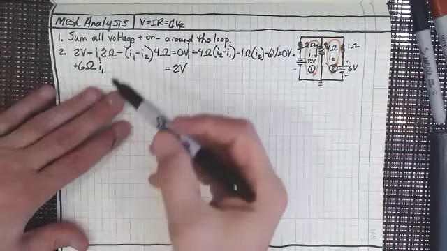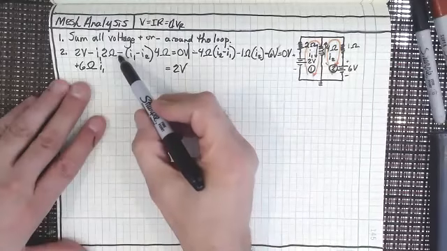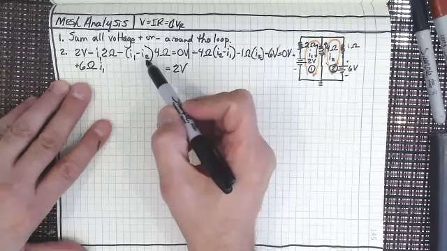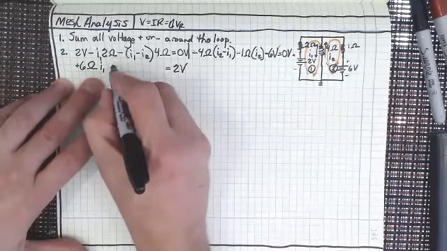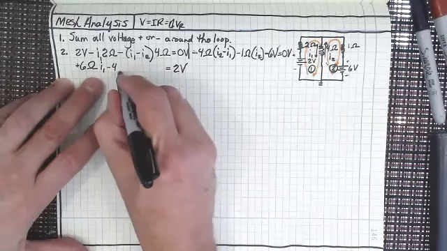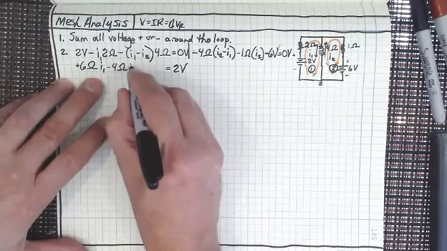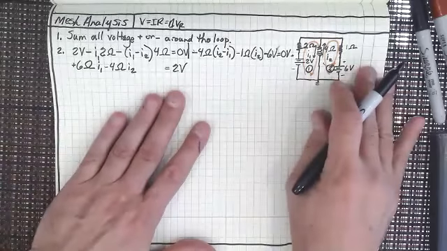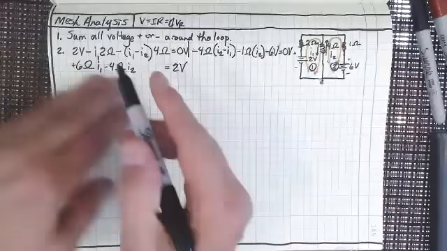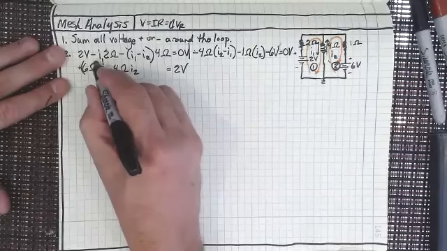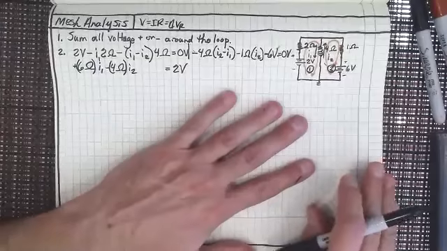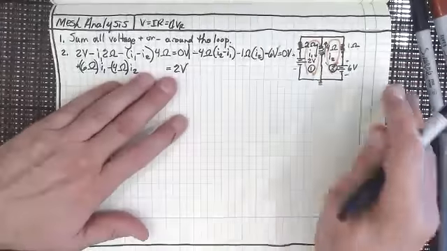I'm also going to do that. If you look at this, I've got a minus I2. So does that make it positive I2? Positive I2 over to the other side gives me minus 4 ohms I2. And all of that equals 2 volts. All right? We could put some parentheses, I guess, around the ohms there, so that we separate out the I2, and then we've got equals 2 volts.